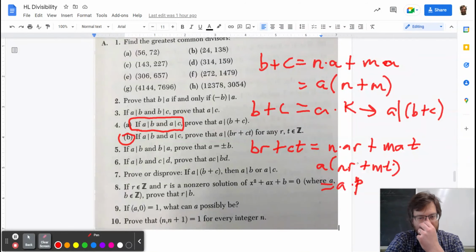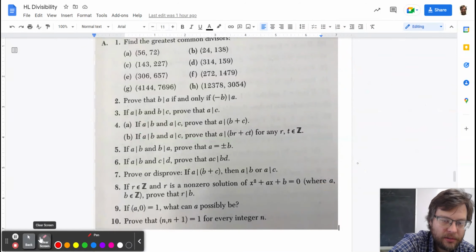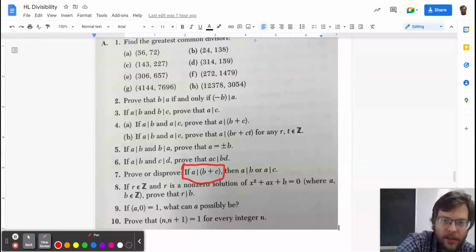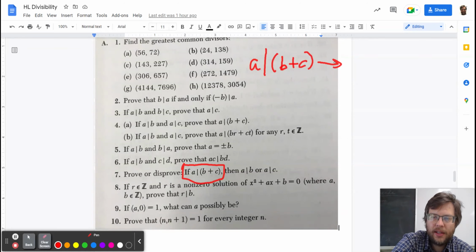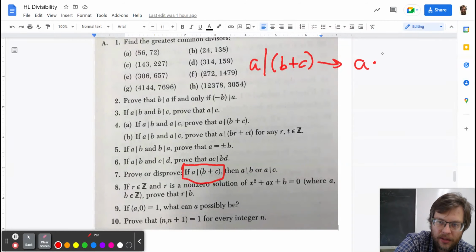Now I want you to point out that number 7 is pretty similar to what number 4 looks like. It just switched the if and the then. And so let's look at number 7 and see what happens. So we get to assume that A divides B plus C. And what that means is that A times K is equal to B plus C. But from here, I can't really do too much. I can't really do too much at all.